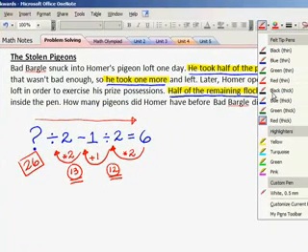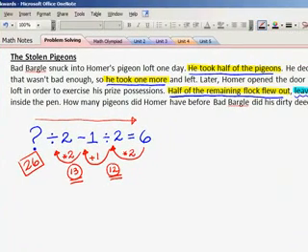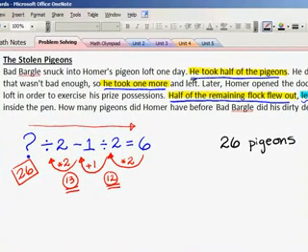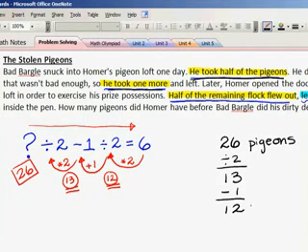Before you assume that is the correct answer, I do want you to go through and check. So if there were 26 pigeons, let's read through and determine each step and the math that would happen. So assuming we had 26 pigeons and Bad Bargle took half of them, we would divide that by 2, and then there should be 13 pigeons left in the pen. But then Bad Bargle took one more, so we subtract 1. Now there's 12 pigeons left in the pen.